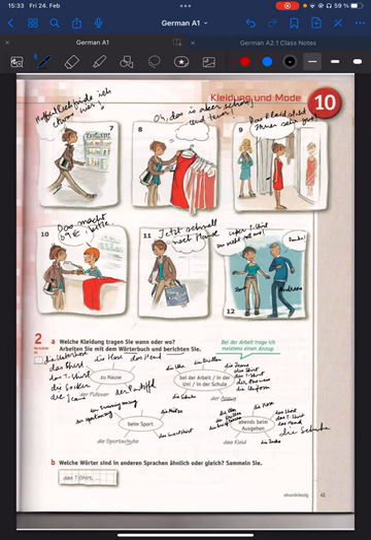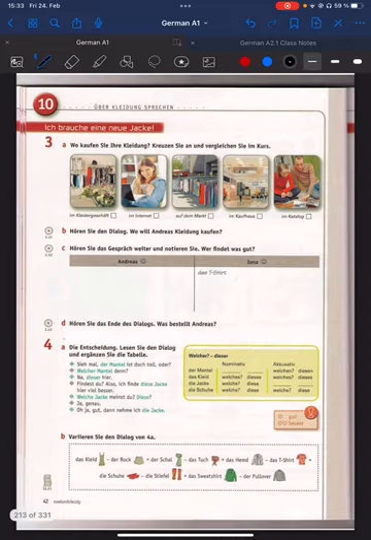Okay, welche Wörter sind in anderen Sprachen Englisch oder gleich? Okay, which words in other languages are similar or exactly the same? Click. So like t-shirt, shirt. Okay, this you can do. Let's proceed. Ich brauche eine neue Jacke. I need a new jacket. Wo kaufen Sie Ihre Kleidung? Kreuzen Sie an und vergleichen Sie im Kurs. Okay. Where do you buy your clothes? Tick it and compare it in class.